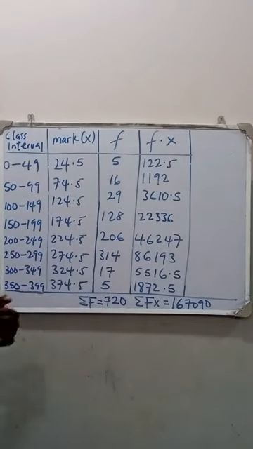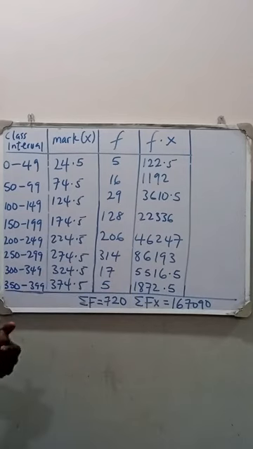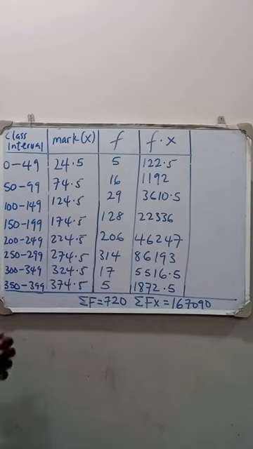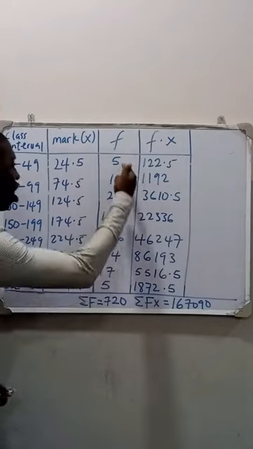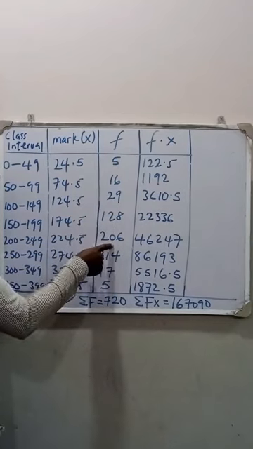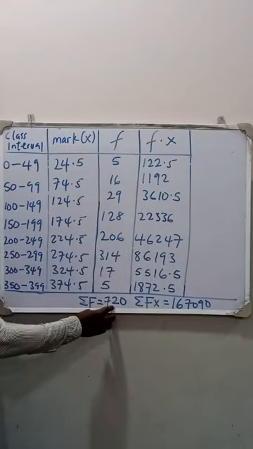This gives us 86,193. The next one, 324.5 multiplying 17 gives us 5,516.5. And the last one, 374.5 multiplying 5 gives us 1,872.5. So this is how we obtain these values. In the next column, we add all these frequencies together. That is 5 plus 16 plus 29 plus 128 plus 206 plus 314 plus 17 plus 5. The result of this gives 720.